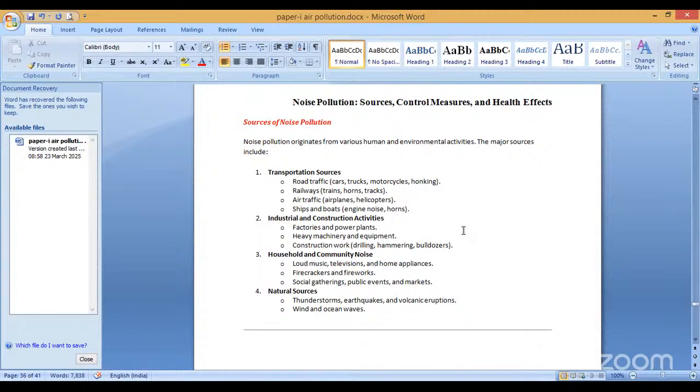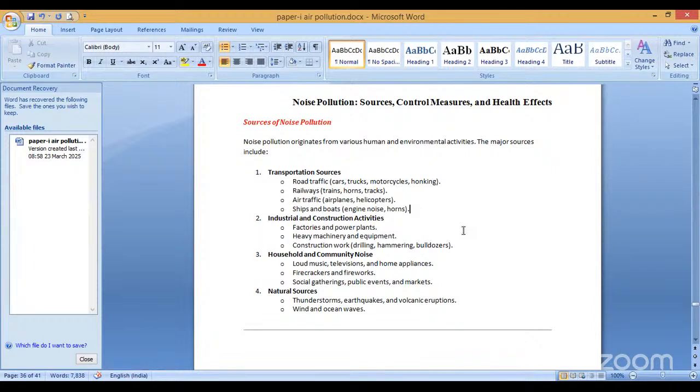Coming to the sources, noise pollution originates from various human and environmental activities. The major sources include transportation: road traffic, trucks, cars, motorcycles, and honking; railways, train horns, and tracks; air traffic, aeroplanes and helicopters; ships and boats, engine noise, and horns. This is about the transportation sources.